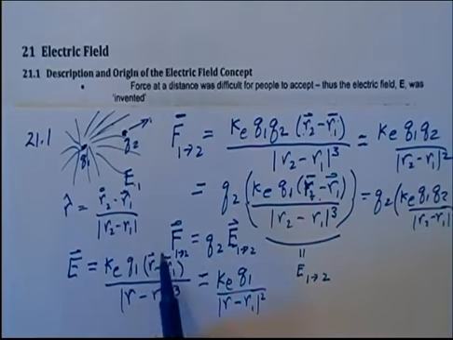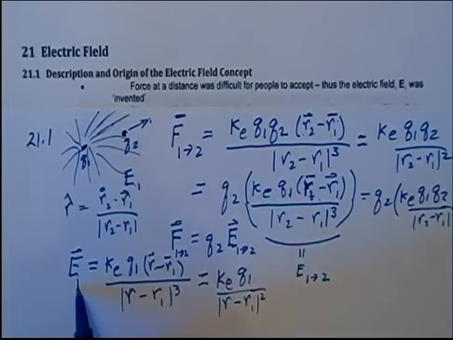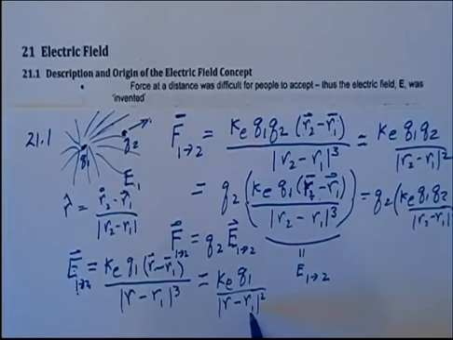This is the electric field at point 2 due to a charge at point 1 that exerts it on point R. Or if you want to, you can put that 2 back in there, it doesn't matter. And so the electric field is KQ over R squared.